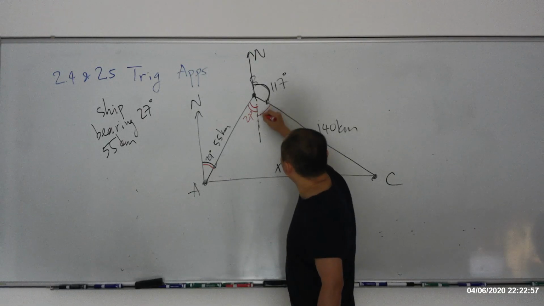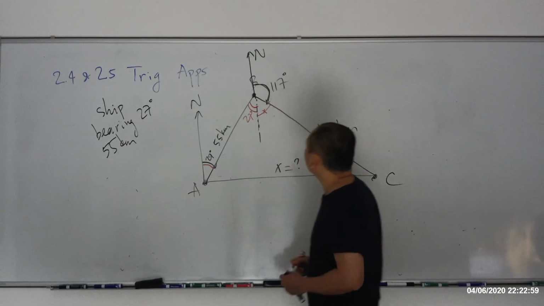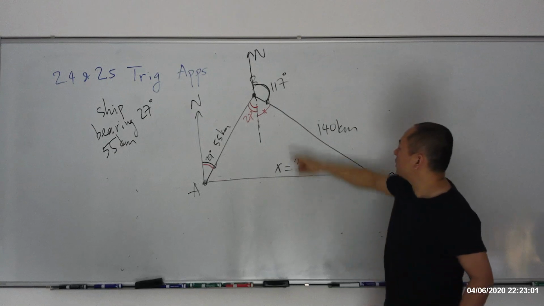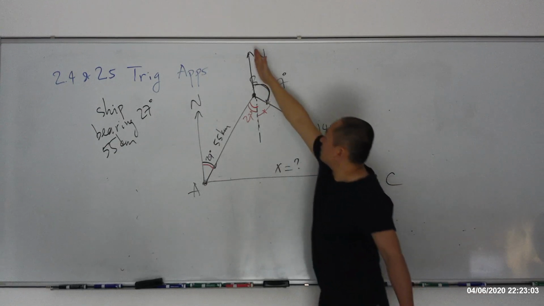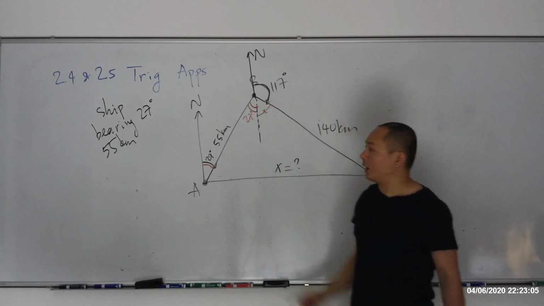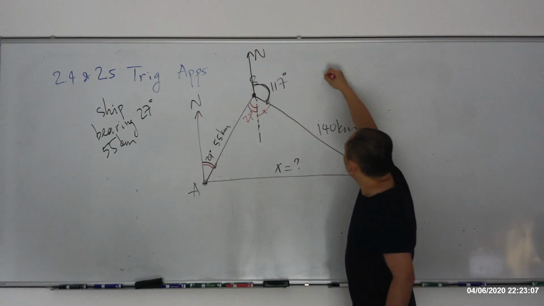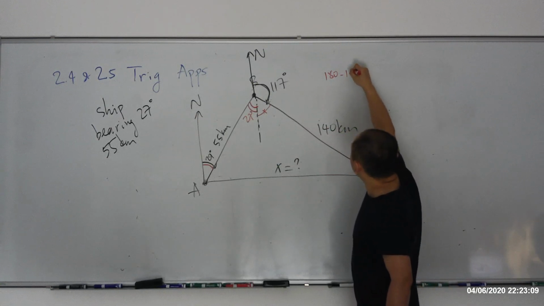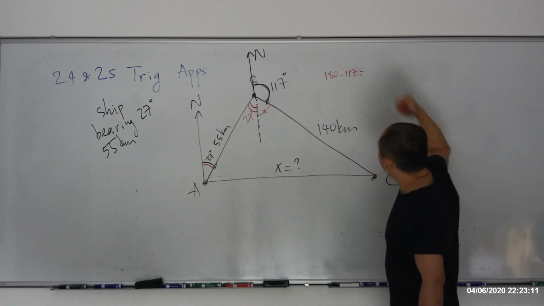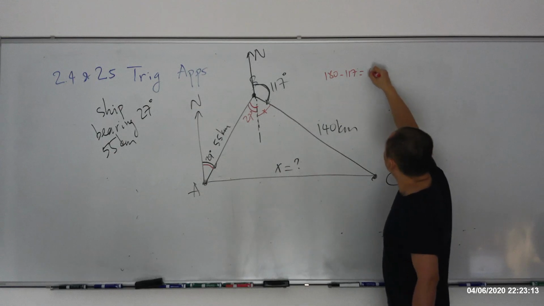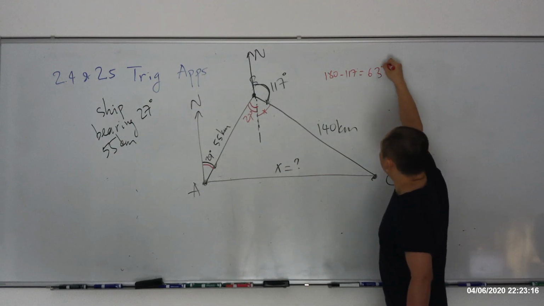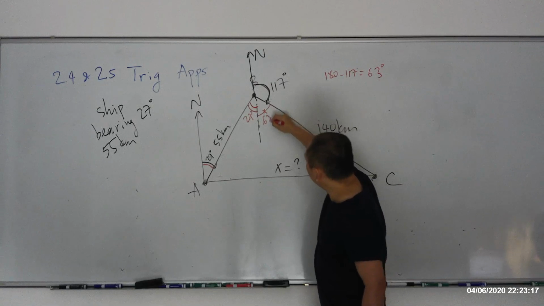And this is 117. You guys know what this angle is equal to? This is supplementary to 117 because this is a straight line, so the total is 180. So I calculate this by 180 minus 117, and that's going to be equal to what? 63. Perfect. So this angle is 63 degrees.